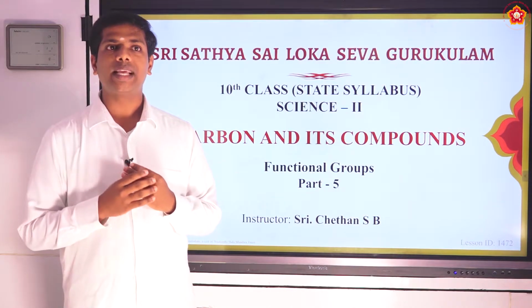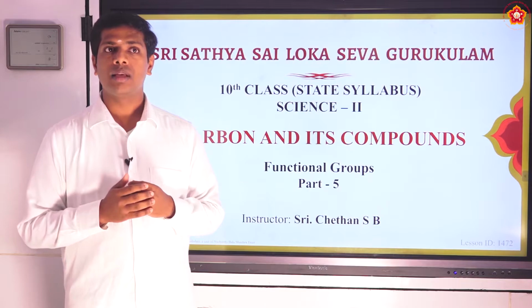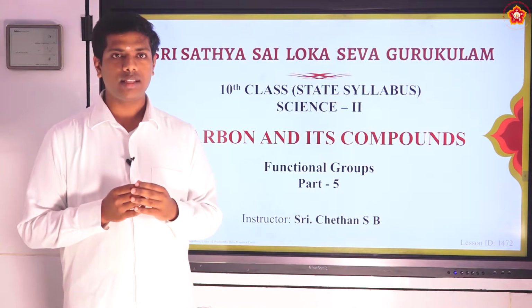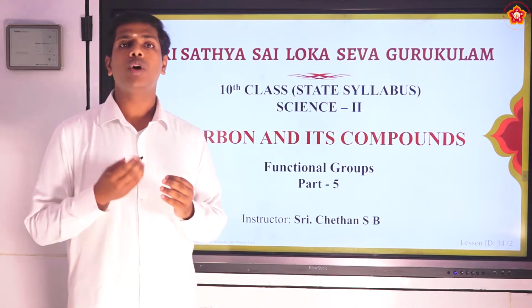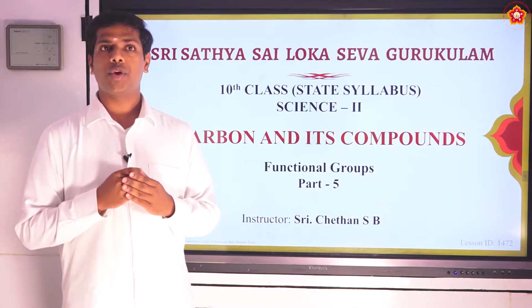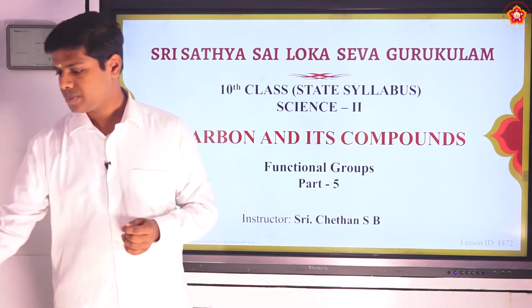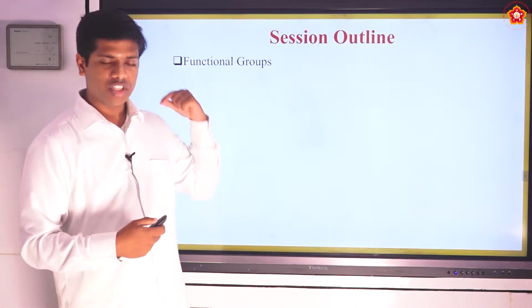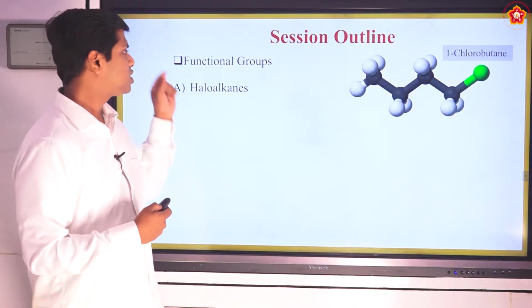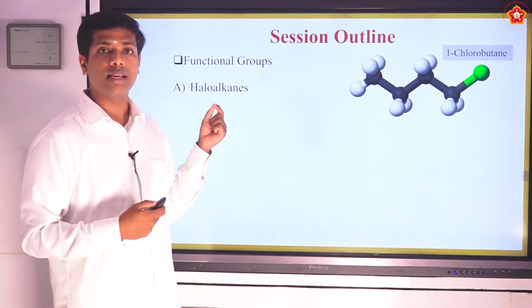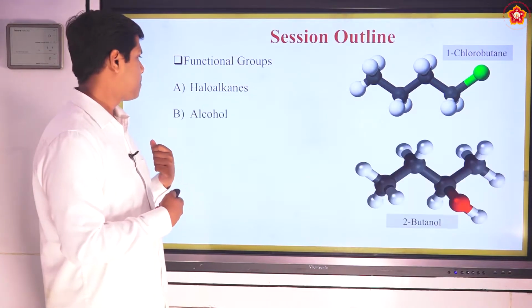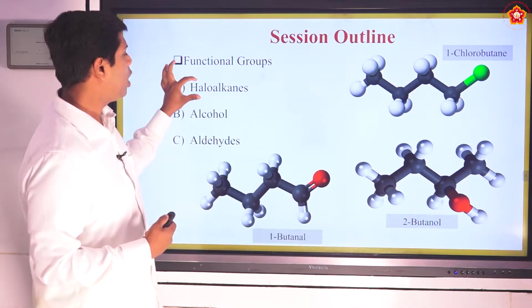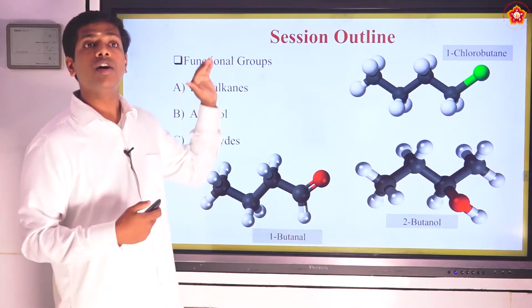Last class we learnt about aromatic hydrocarbons and also structures like benzene, naphthalene, toluene and uses of hydrocarbons. Today's class we are going to learn about functional groups. First, what are functional groups we are going to discuss. In functional groups we are going to discuss haloalkanes, alcohols and aldehydes. These three will come under functional groups.